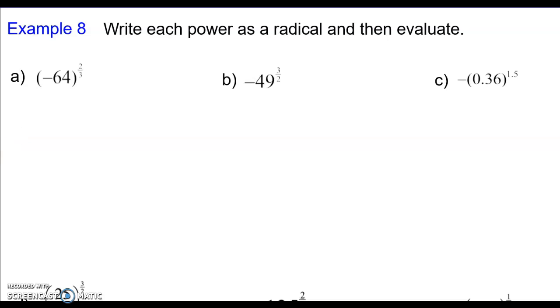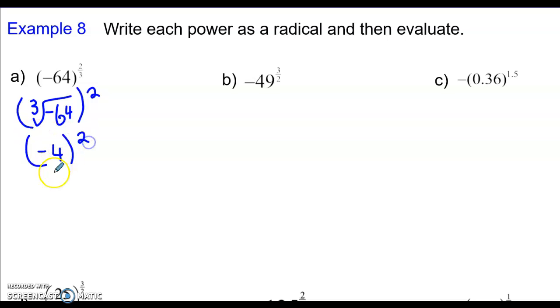In example 8, we're looking at writing each power as a radical and then evaluating. So for A, we have negative 64 to the power of 2 over 3. We would write that as the cube root of negative 64, because the negative is part of the base, squared. The cube root of negative 64 is negative 4, and negative 4 squared is 16.